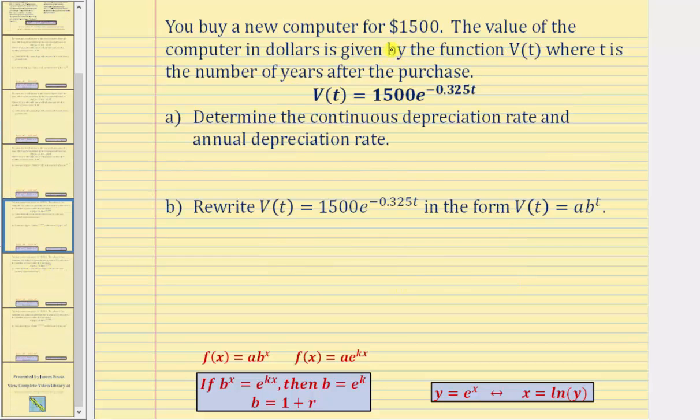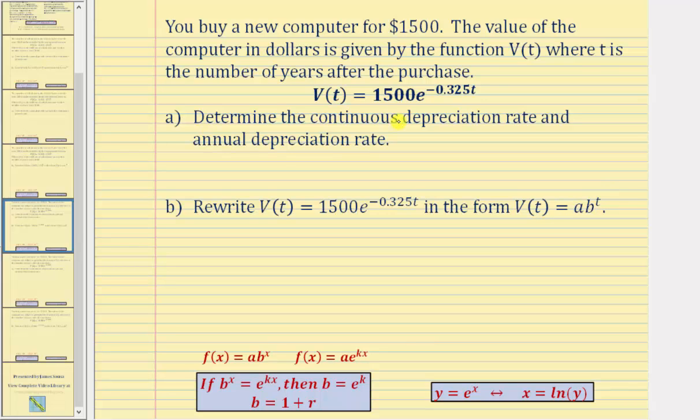You buy a new computer for $1,500. The value of the computer in dollars is given by the function v of t, where t is a number of years after the purchase. We're asked to determine the continuous depreciation rate and the annual depreciation rate, and then rewrite the given exponential function in the form v of t equals a times b raised to the power of t.